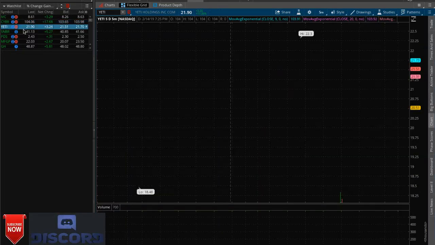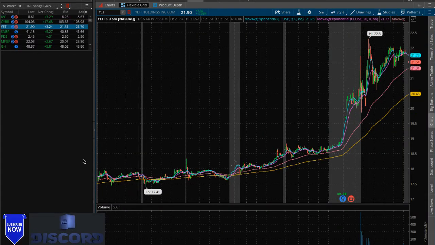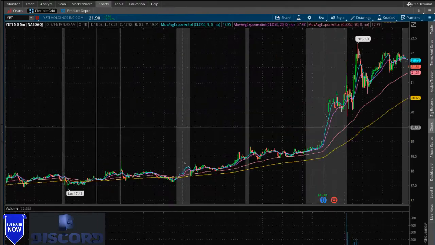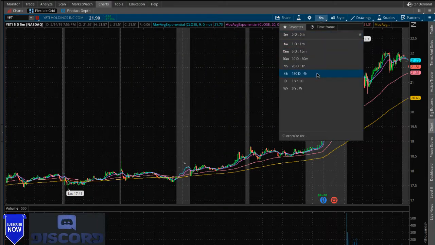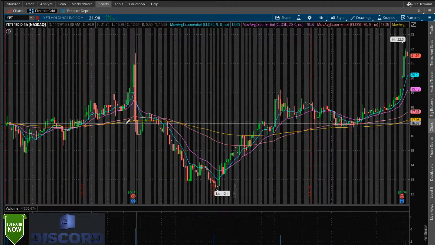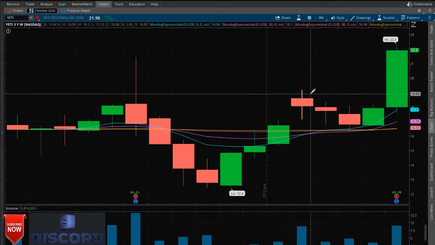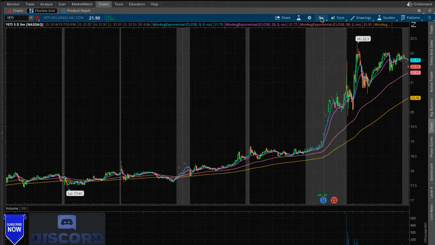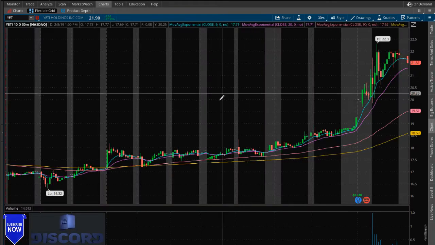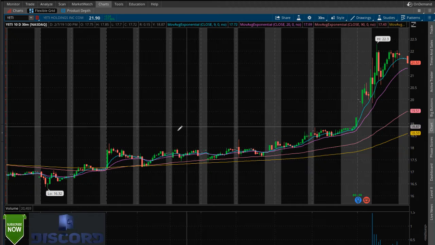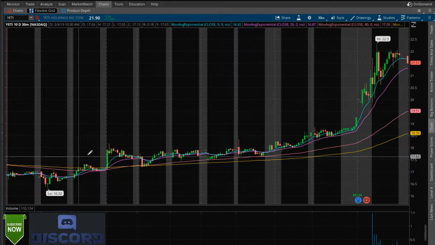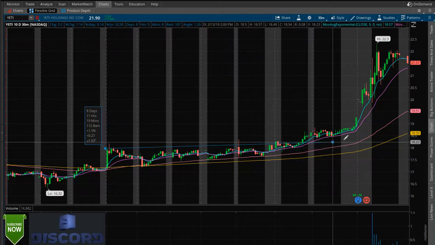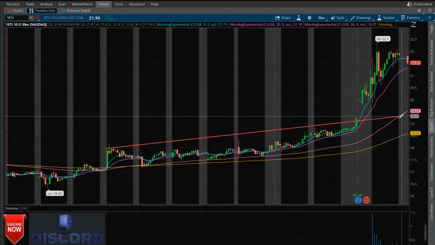Let's go to Yeti. So I believe Yeti is a pretty recent IPO. I thought. Let me see. Let's go to 3-year. Yeah, this is a pretty recent IPO. That's what I was thinking. So IPOs are a little different because they often do have more active volume. So looking at this, the trend is upwards slightly.